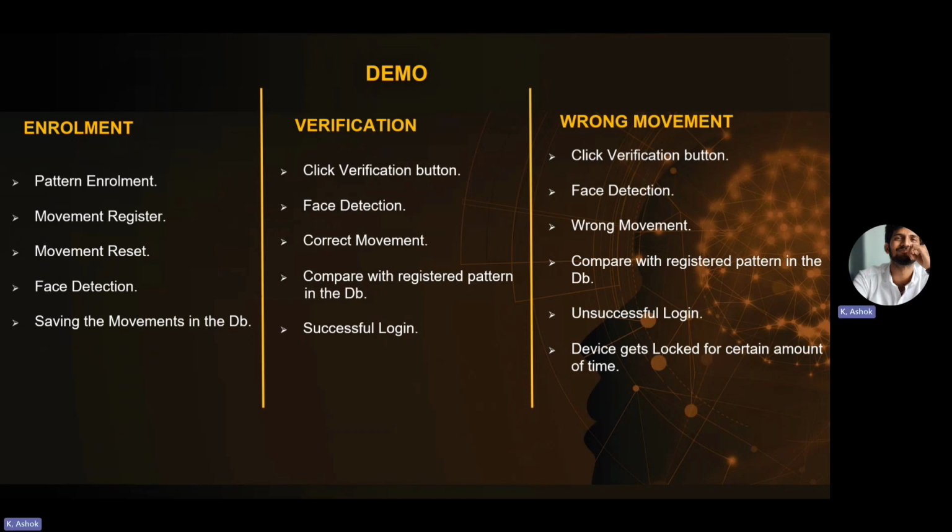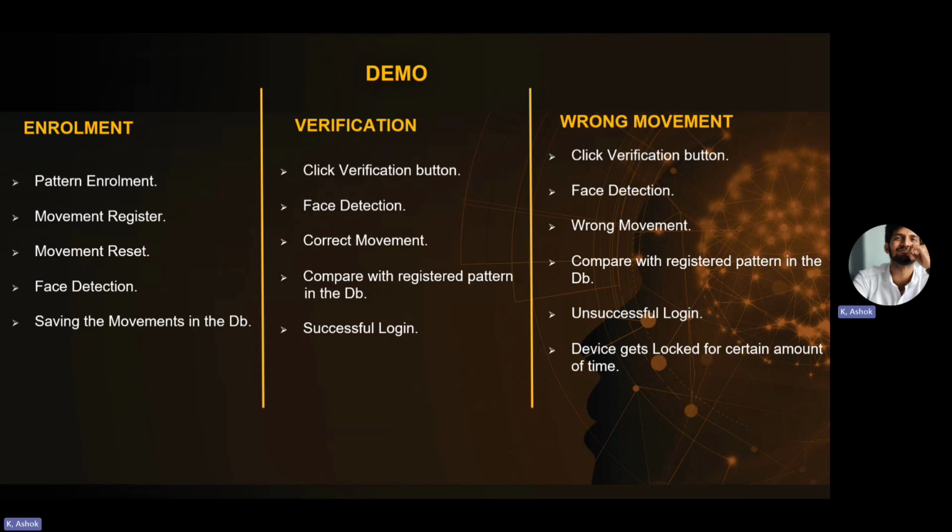In our demo, what we are going to see is the enrollment phase, verification phase, and wrong movement phase. In the enrollment phase, the user must do a pattern enrollment. Then the user must register a movement. They need to do certain movements to register. If the user wants to reset a movement, they can reset it and do a new one. And the face also needs to be detected.